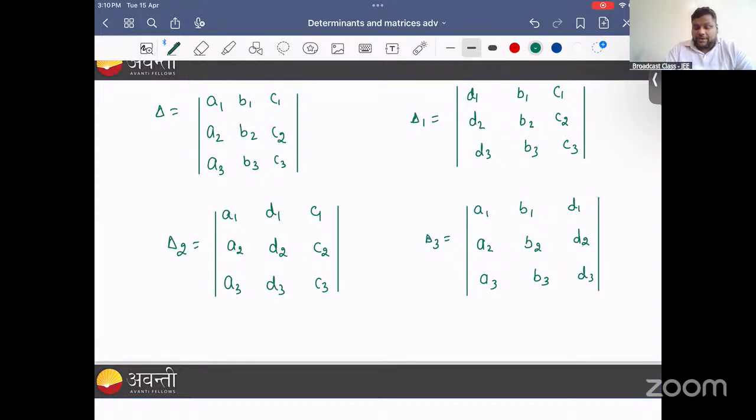Have I made my point clear? Yes, sir. So this is how we start with the determinant. Now they all are determinants of order 3 by 3. Determinant of order 3 by 3. Fine.